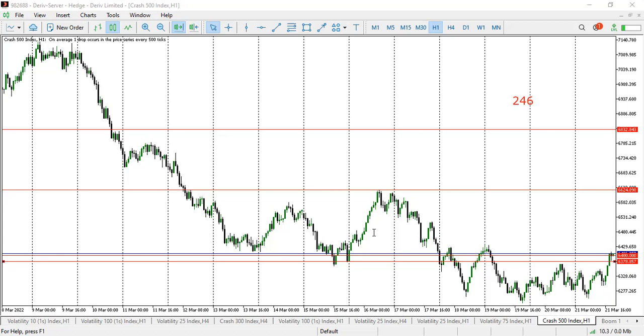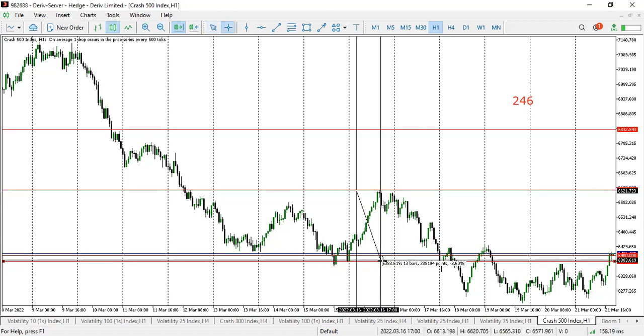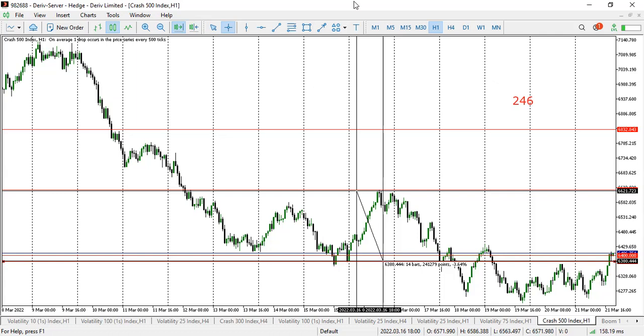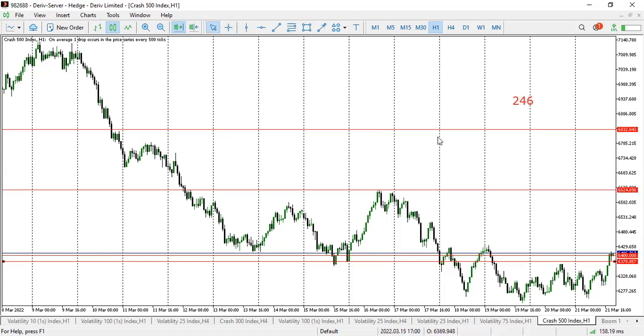This was the beginning of that day and this was the end of that day, and we have 246 pips. So that's the easiest of all. The other method you can use is the cross tool. You put it from the starting point, and we have 241 points, that is 241 pips. So that's the second way of doing it.